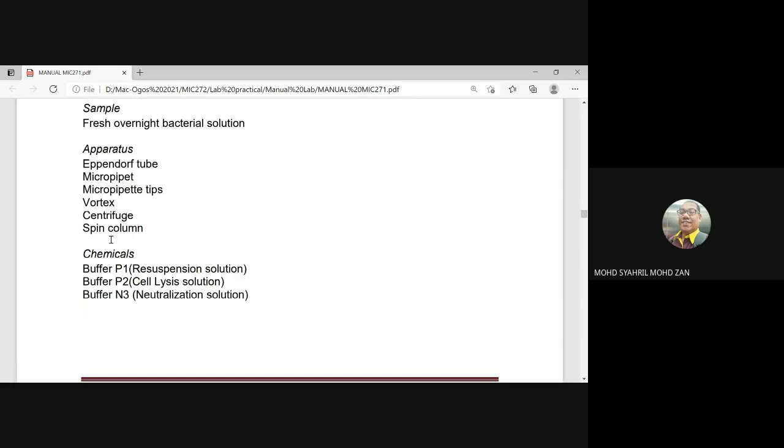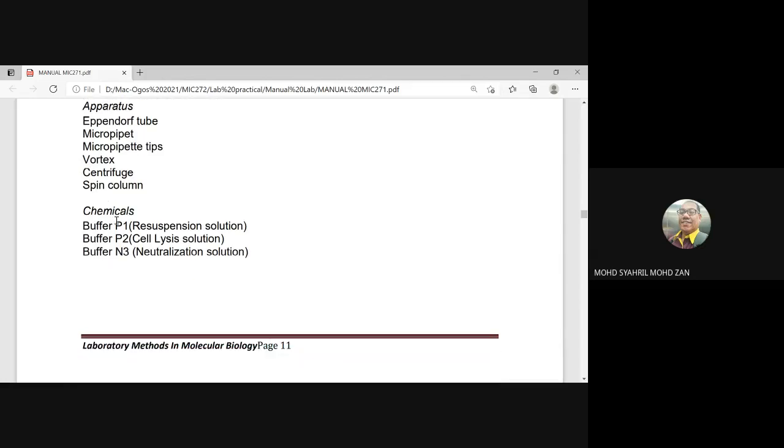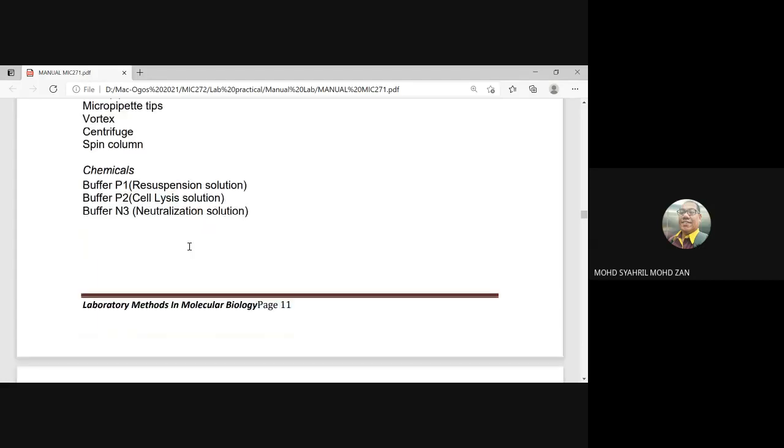If you do not know what a spin column looks like, I will show you in a video later. There are chemicals that we use for the process. Number 1 is buffer P1. These P1, P2 and N3 come in the form of kits for plasmid extractions. So what is P1? It's the resuspension solution. Buffer P2 is the cell lysis solution. Buffer N3 is the neutralization solution.